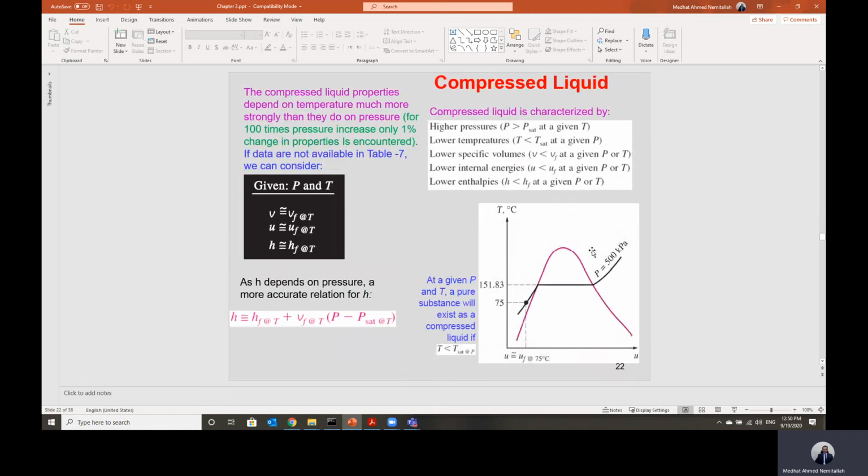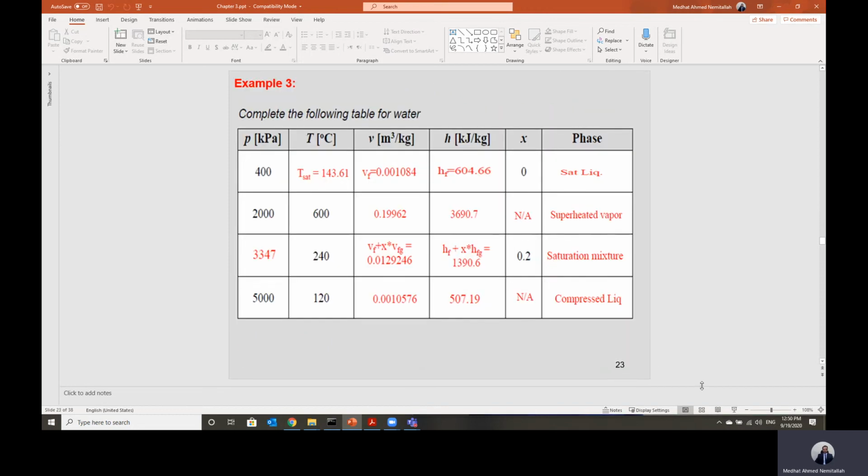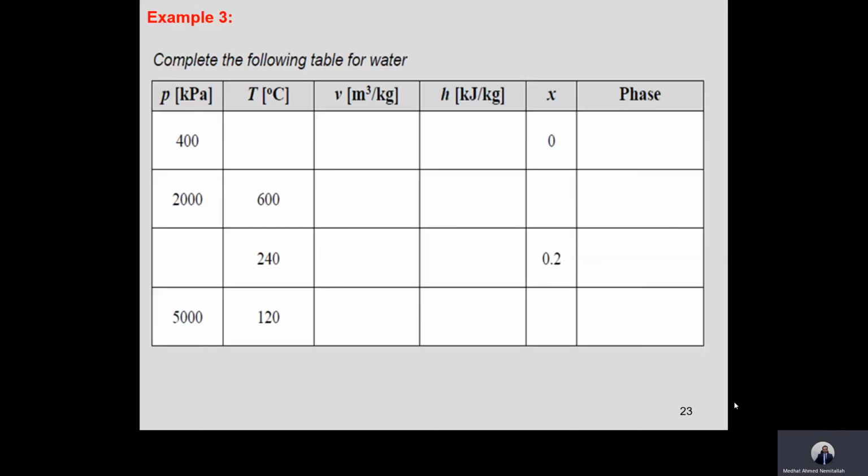Here also are some other examples, a detailed one. Let's look here at those examples. Here the pressure is given, equal to 400 kilopascal for the first case. We need to calculate the properties of water using a steam table. The pressure is 400 kilopascal, and the quality X is given. As the quality X is given, it means the state is saturated mixture in this case.